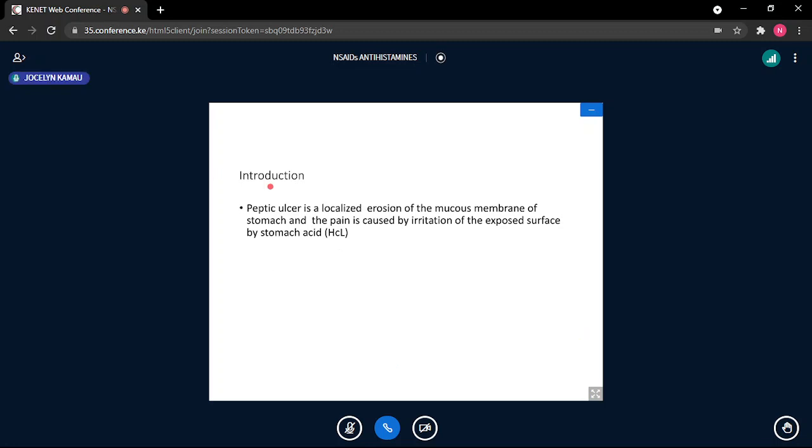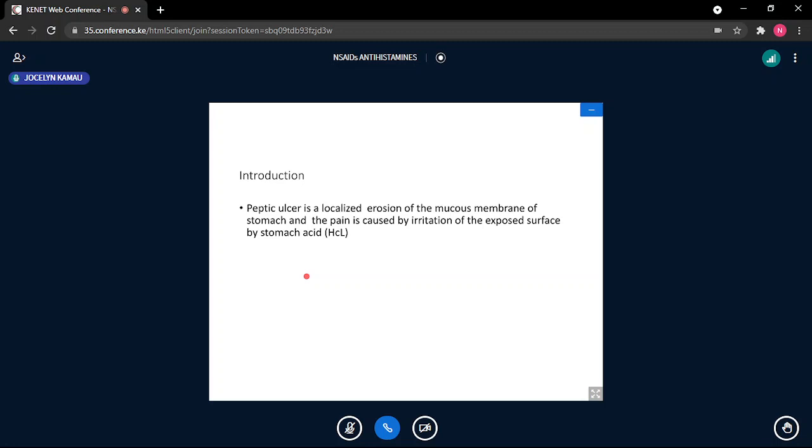So we are saying introduction, what are peptic ulcers? A peptic ulcer is a localized erosion of the mucous membrane of the stomach, and the pain is caused by irritation of the exposed surface by stomach acid. In other words, it is an ulcer. It is a wound. A peptic ulcer is just a wound. It is where there is ulceration. The mucous membrane has been eaten away, and therefore there is a wound.